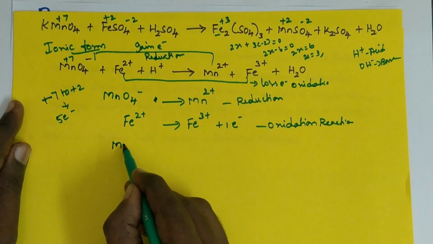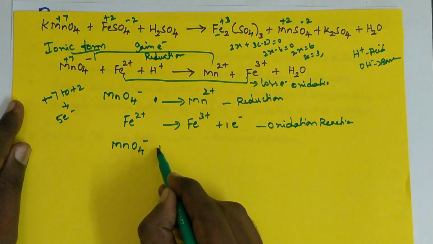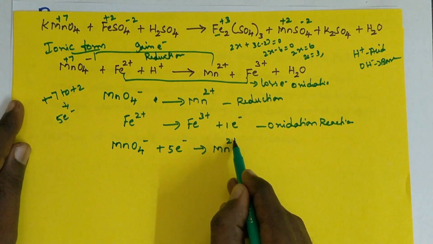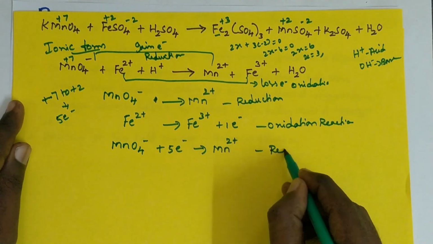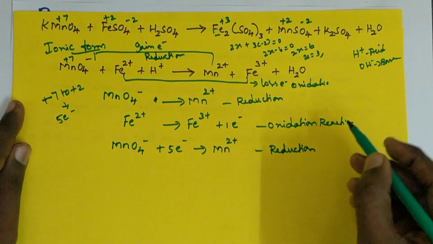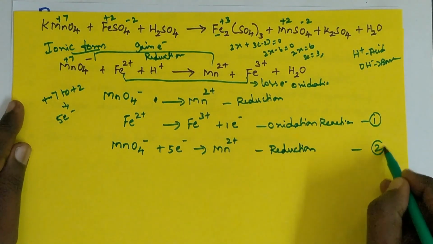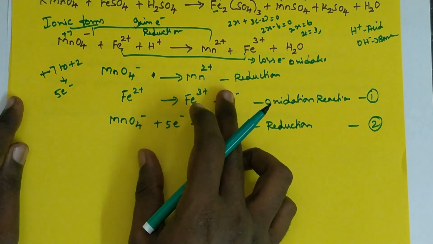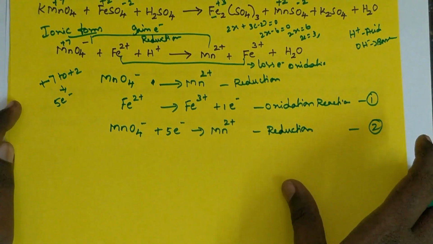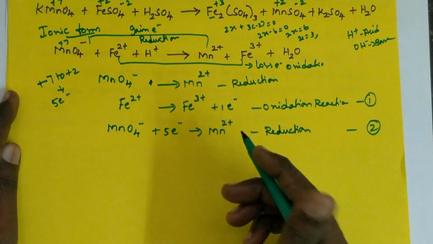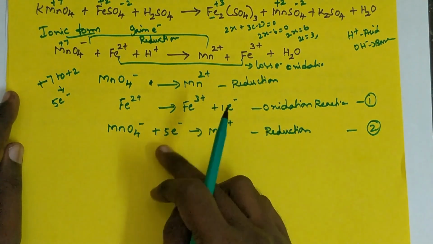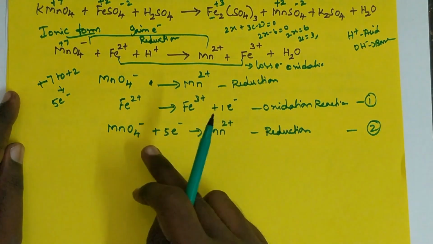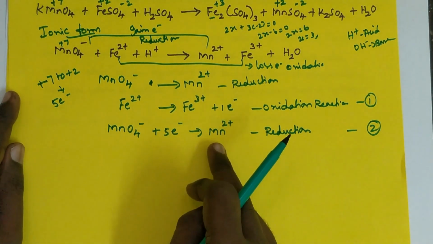So MnO4- gains 5 electrons to form Mn2+. So it is a reduction. Let's consider this equation as 1, this equation as 2. Next step, we have separated the two equations, and now we have to balance them. Balance means we have to equalize the electrons on the left hand side and right hand side, and also balance the other atoms present in the equation.